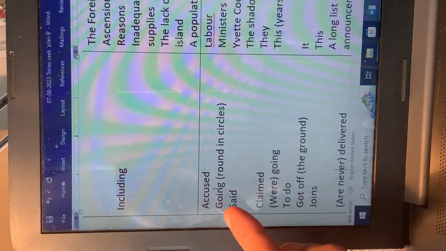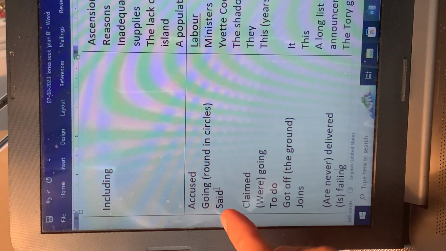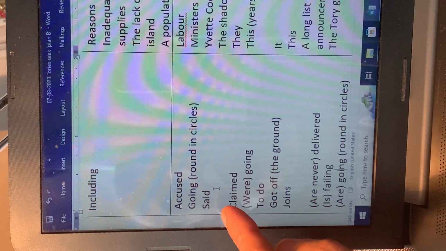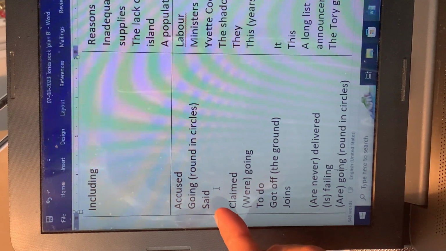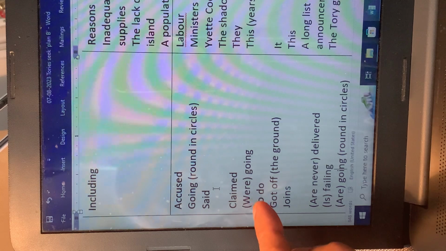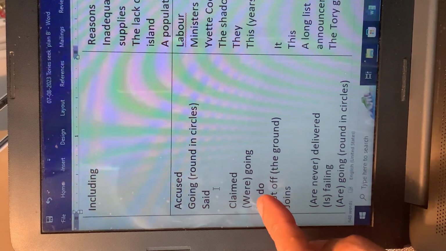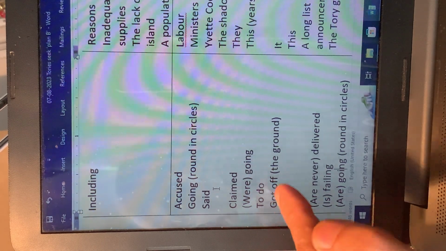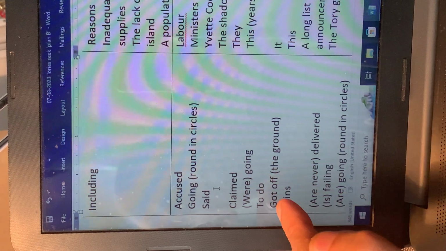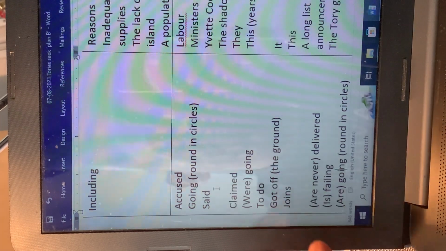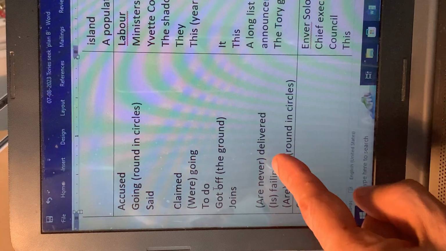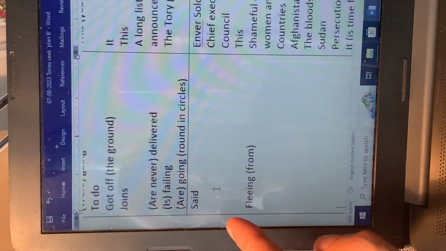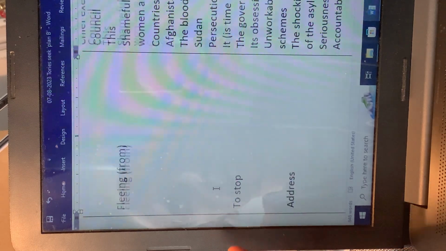Going round in circles. Said, claimed, we're going to do, got off the ground, joins, are never delivered, is failing, are going round in circles, said, fleeing, to stop.